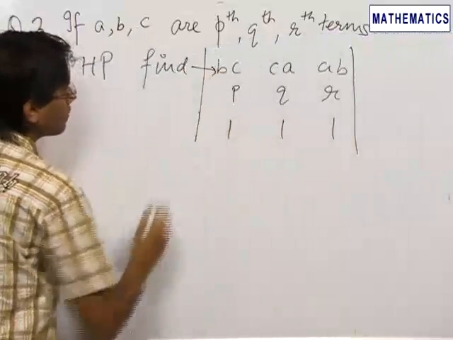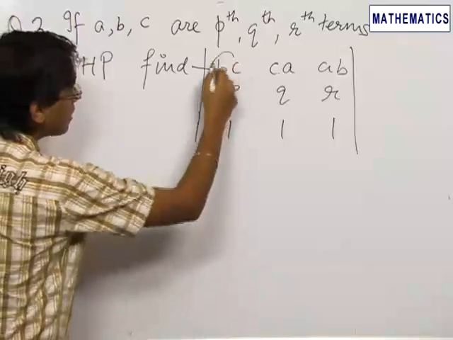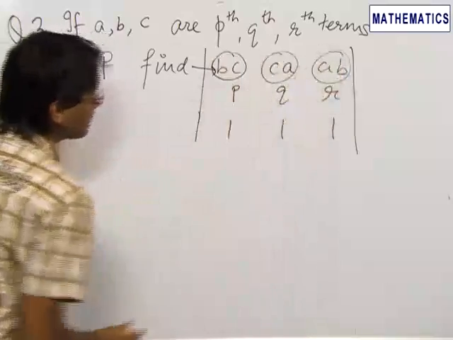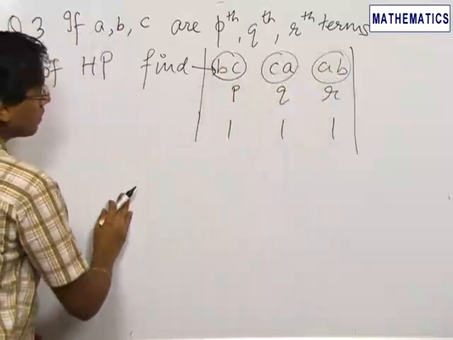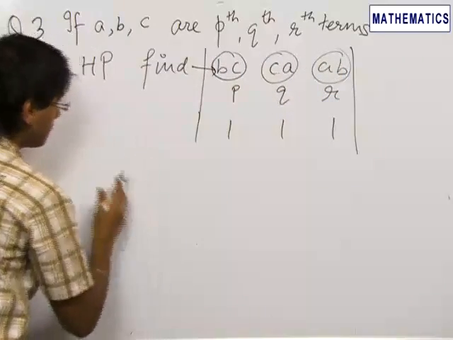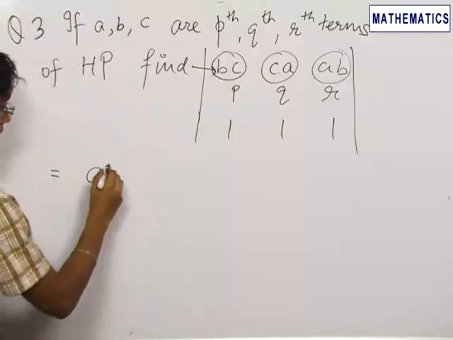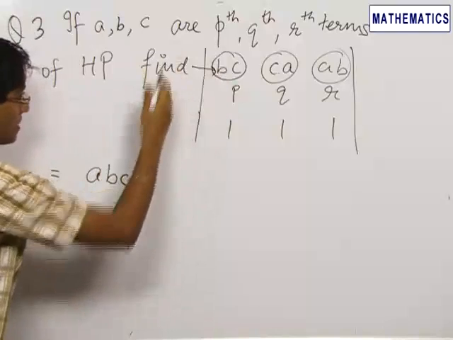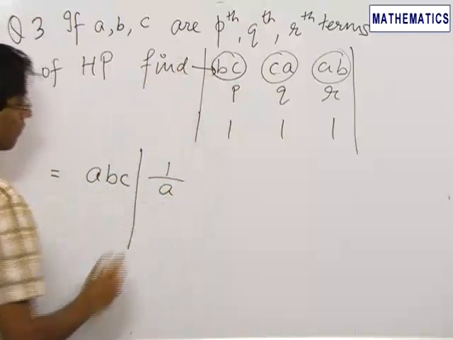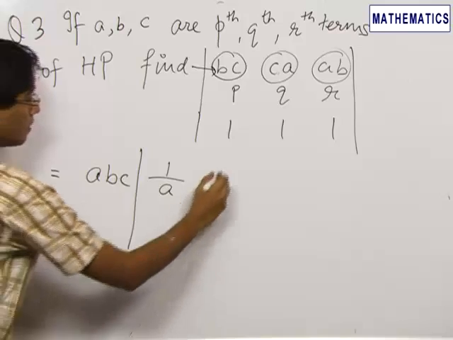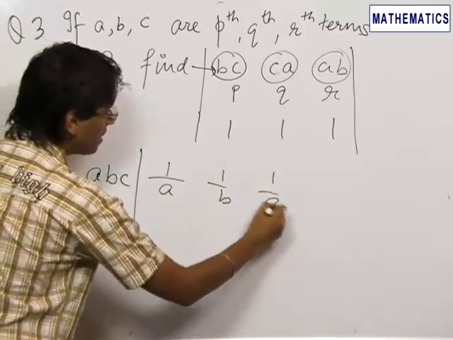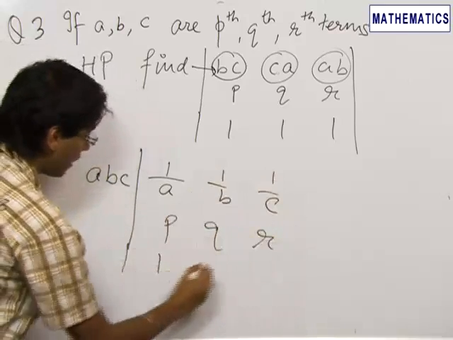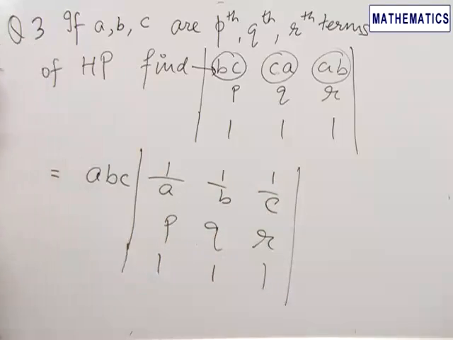Now in the first row, we can see that there is an A missing over here, a B missing over here, and a C missing over here. So what we can do is, we can take ABC common. This makes the value of the determinant as, on taking ABC common, we have 1 by A, 1 by B and 1 by C left over here, and P, Q, R and 1, 1, 1 as it is.